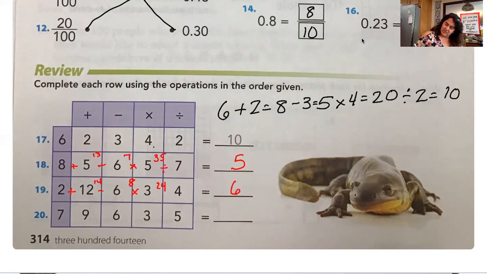Okay, then we're going to do it once more. 7 plus 9 is 16. Minus 6 is 10. Times 3 is 30. Divided by 5 is 6.